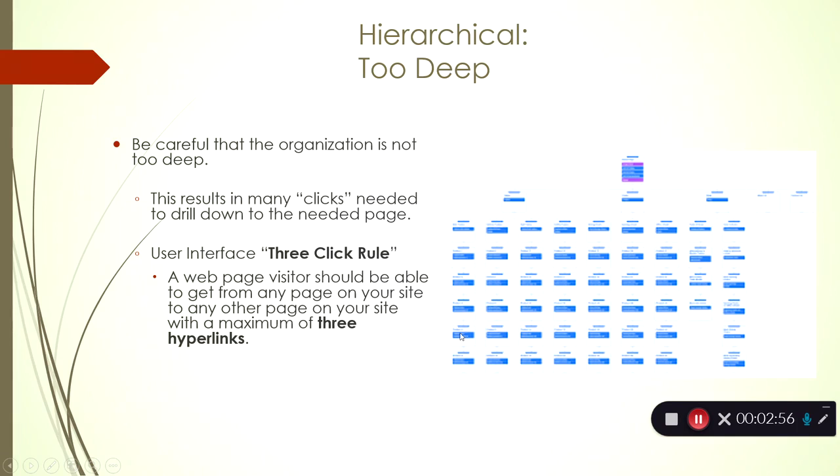For the user to remember the organization, we should always use the 3-click rule. The 3-click rule says that you have to let your users reach any page in a maximum of 3 clicks. So that is called the 3-click rule. When you decide on a hierarchical architecture, you should be very careful that it is not too shallow and not too deep.